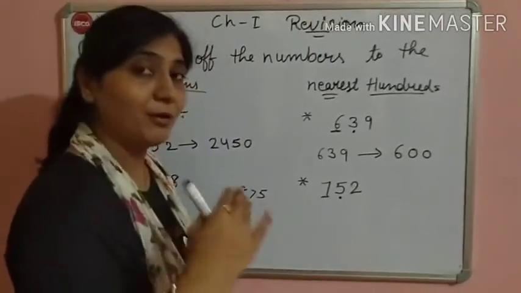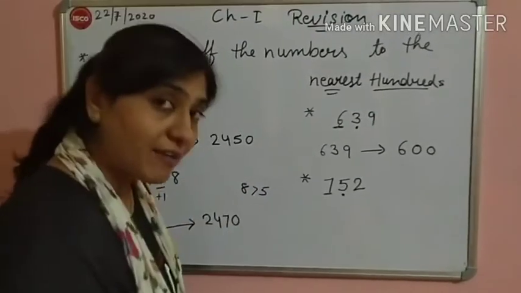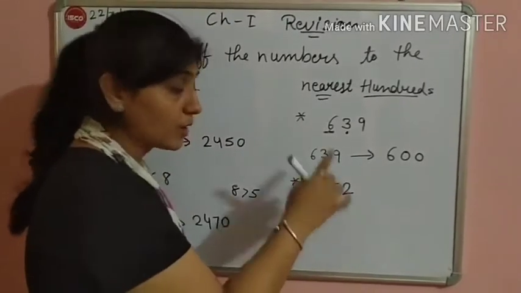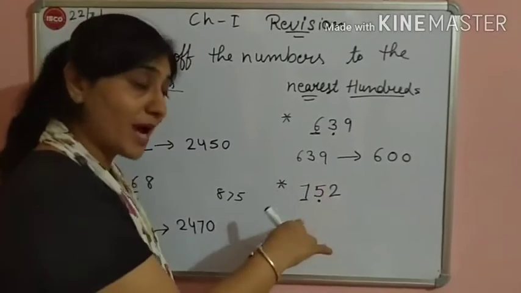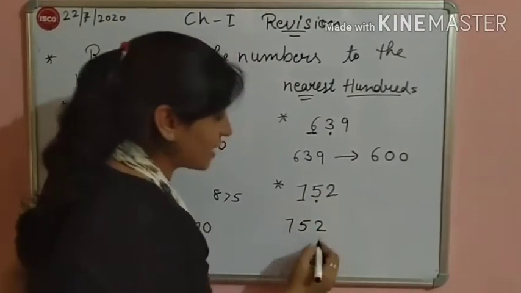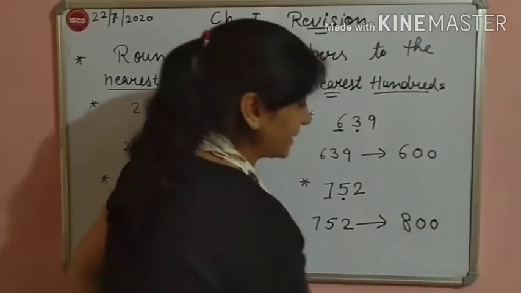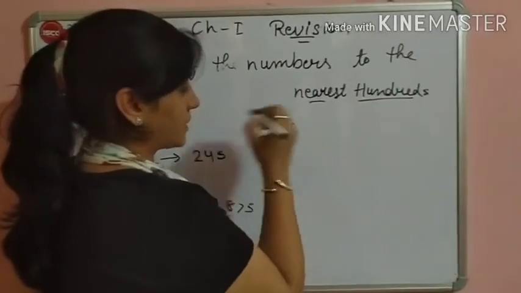As I have already told you, if the right side digit is 5 or more than 5, there is a change in the 100 place digit. We have to add 1. So 752 is rounded up to 800. Let's look at some more examples.